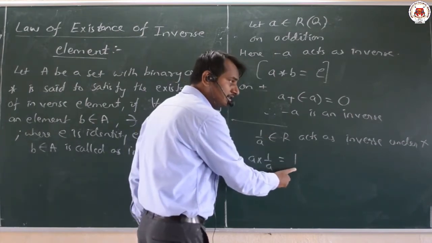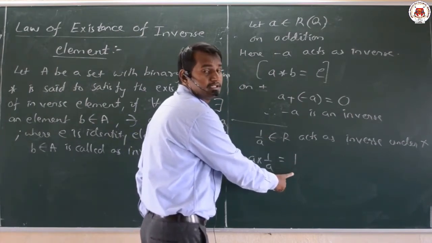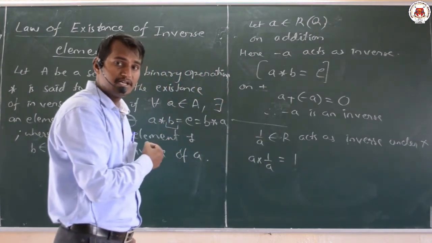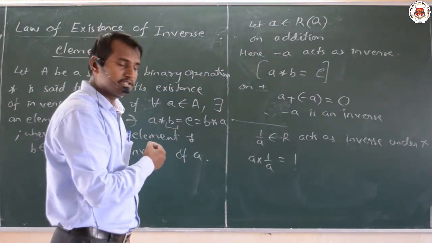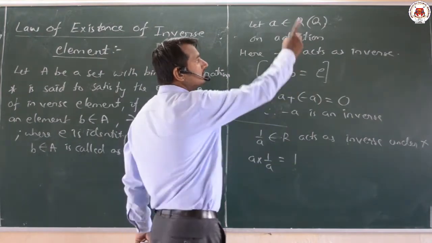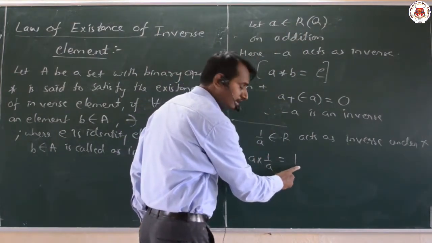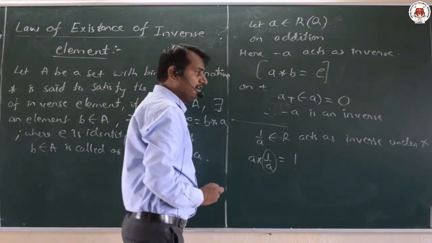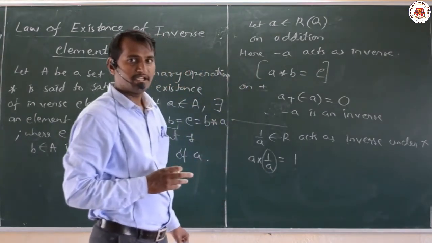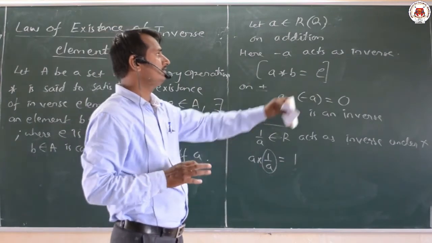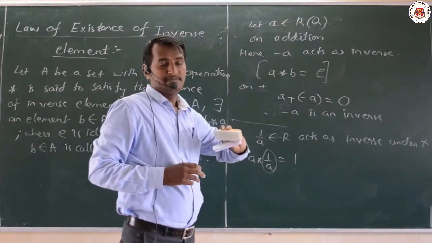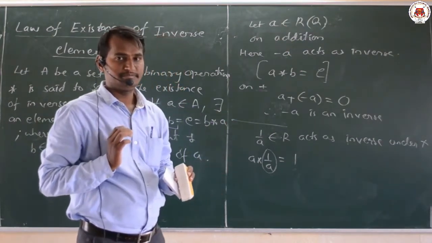Here 1 is nothing but the identity element. Just now we discussed the identity element with respect to the binary operation multiplication on real numbers. So A into 1 by A equal to 1 here, so 1 by A acts as an inverse for the binary operation under R. It is a very, very simple example.